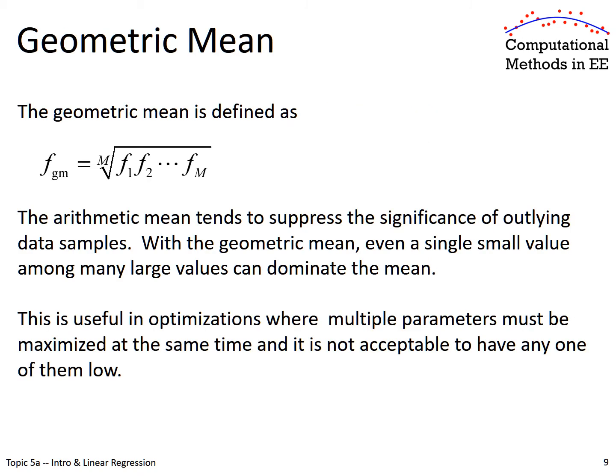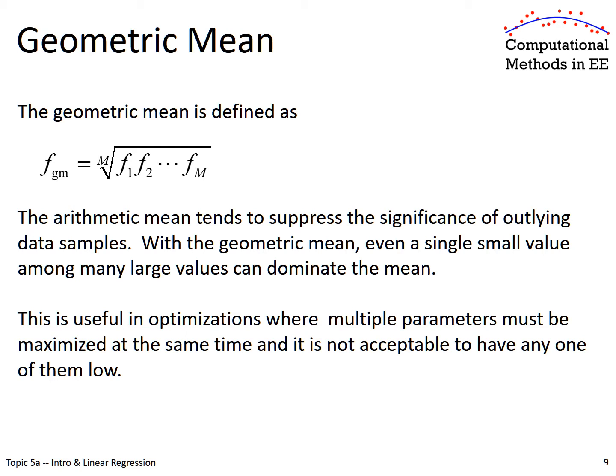A different type of mean that maybe you have or have not heard of is something called the geometric mean. So rather than adding up all your values and dividing by the number of samples, we will multiply all our values and then take the mth root, where m is the number of samples that we have. And this gives you a number that's different than the arithmetic mean, and in some ways it's much more useful.